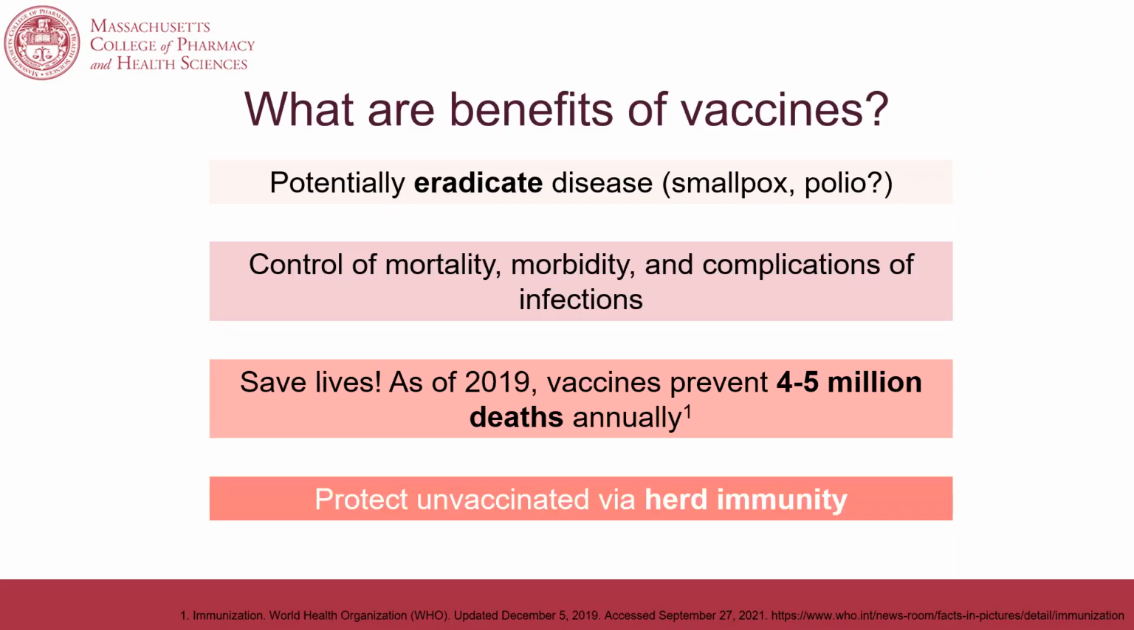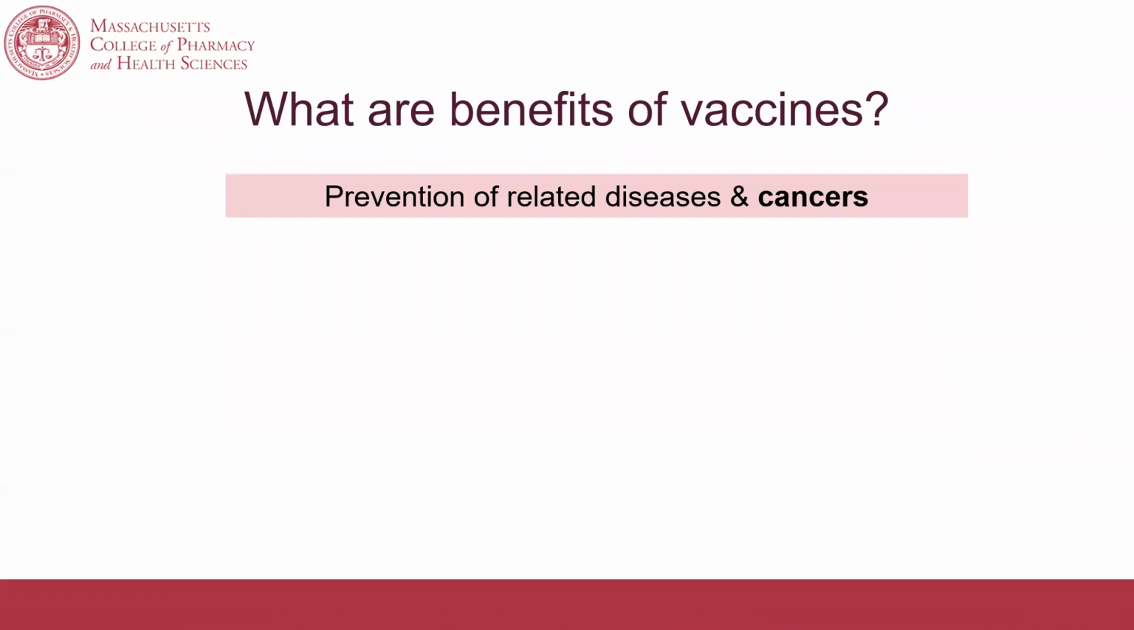Also, vaccines protect unvaccinated people by herd immunity. And we're actually going to talk more about herd immunity in the next couple slides. What else? Well, vaccines also prevent related diseases and cancers. To give you a few examples, if you're vaccinated with the flu vaccine, you can also be protected against pneumonia. Or vaccines also prevent cancers like the human papilloma virus or HPV vaccine, which protects people against cervical cancer, or the hepatitis B vaccine that protects people against liver cancer.